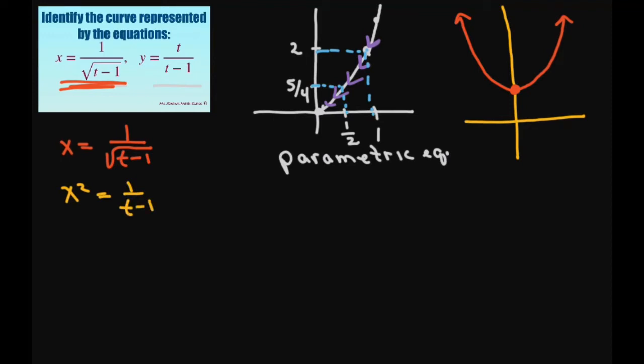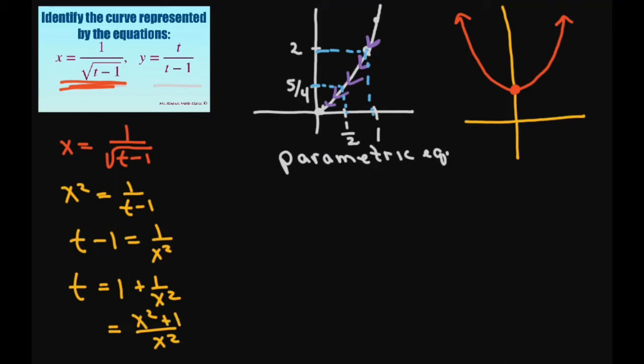Again, solving for t, we're going to get t minus 1 equals 1 divided by x squared. And then finally, t is going to equal 1 plus 1 divided by x squared. And if you get your common denominator, this is going to equal x squared plus 1 all over x squared. All right, so that would be t for that.